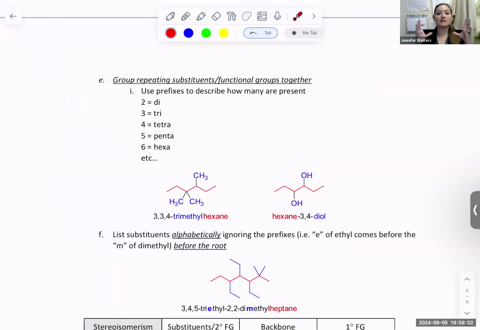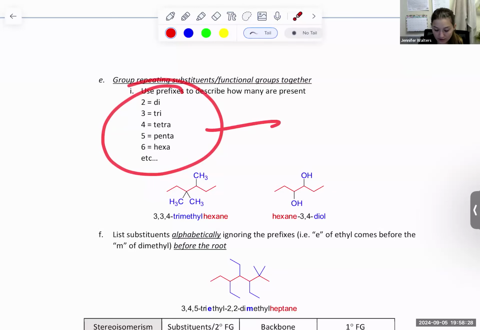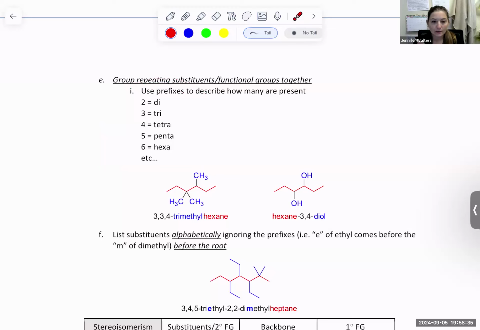Next, once you've identified what all of the groups are, so first you identify your backbone, then you identify what your functional groups are, what your substituents are, and you name them. Now you're going to group your repeating substituents and functional groups together. If there are 2 of them, you use di, 3 becomes tri, 4 tetra, 5 penta, 6 hexa, and so forth. These are the same prefixes that you use for your molecular compounds, like how there's carbon dioxide. So that is that 2 for di.